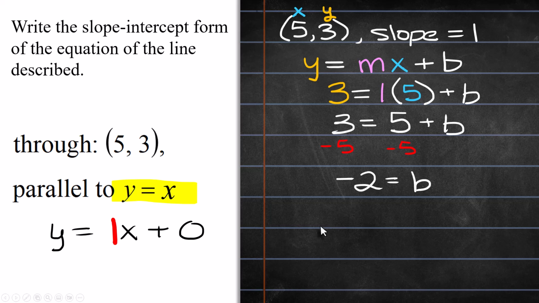So when we write the equation, remember the slope is 1. Y equals 1x minus 2. And you can rewrite that as y equals x minus 2. Either one of these would be what I would take.